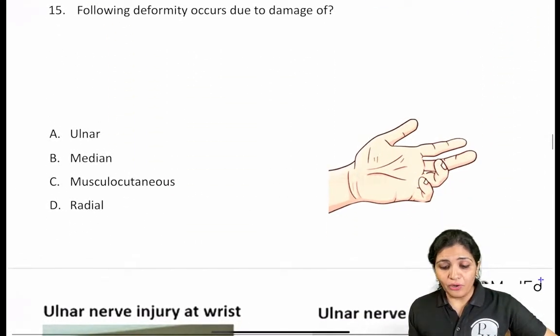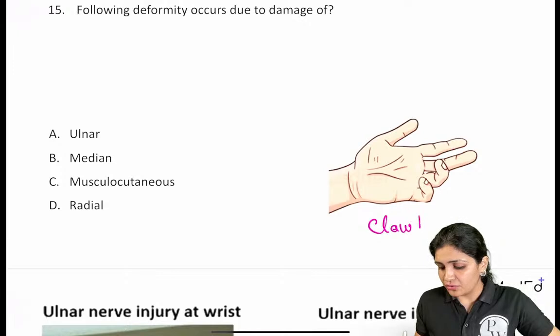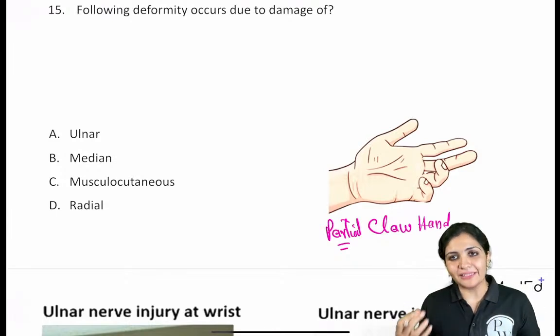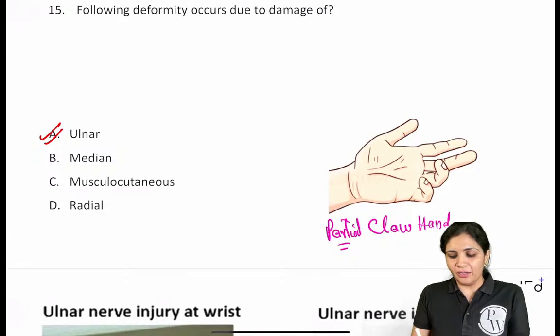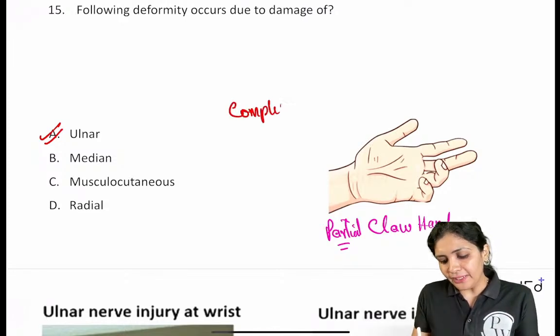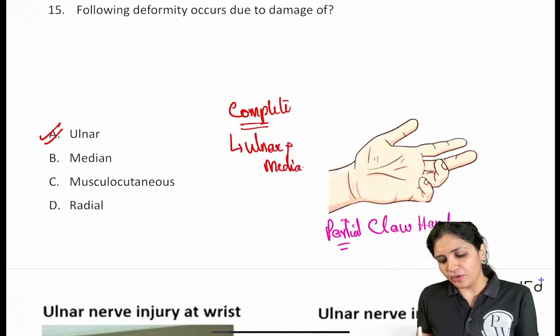Now the next one: the following deformity occurs due to damage of. So here what you are seeing is the clawing of the fingers. This is called a partial claw hand, and a very, very easy question. The partial claw hand is nothing but damage to your, yes, ulnar nerve. A complete claw hand you see whenever there is damage to both the ulnar and the median nerve, as we have already discussed.